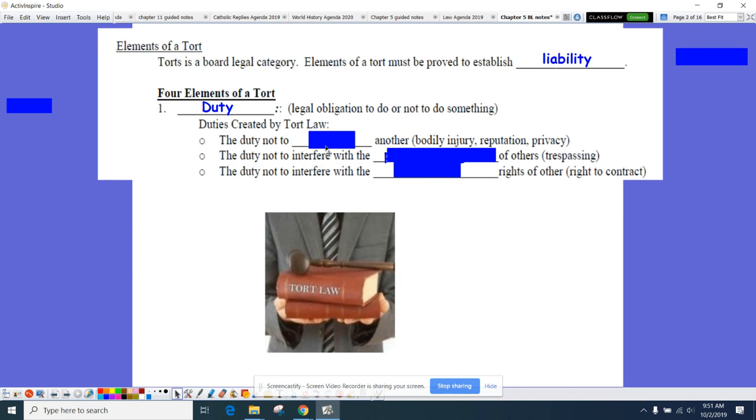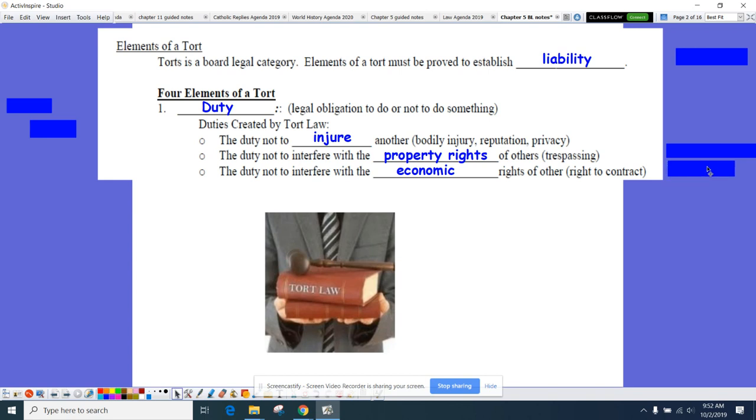So, duties created by tort law, this is the duty not to injure another person or to damage their reputation or such. Duty not to interfere with property rights of others. So, trespassing would be an example of a violation of that. Duties not to interfere with economic rights, the right for an individual to contract.